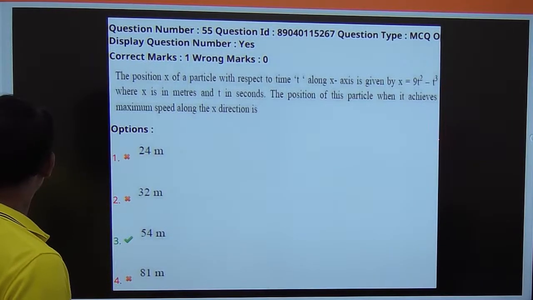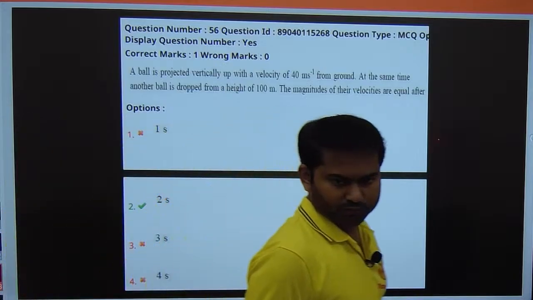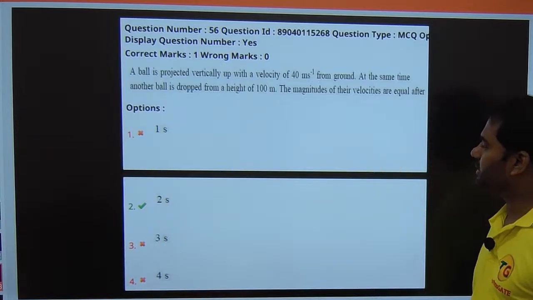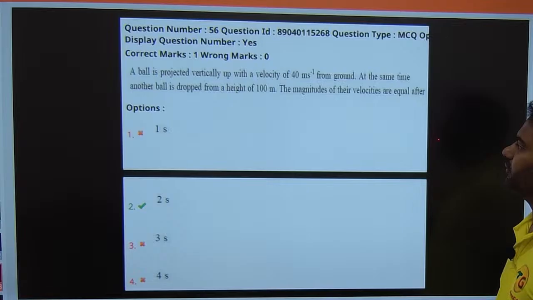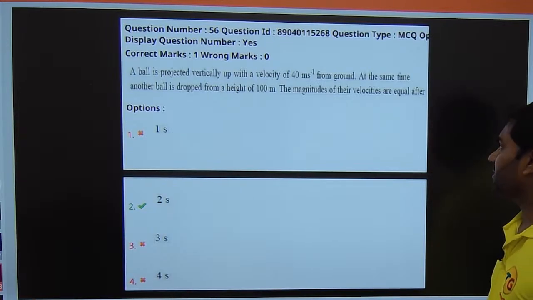Now we are entering into question number 56. So in this question number 56, what they are telling is a ball is projected vertically up with a velocity of 40 meters per second from the ground. At the same time, another ball is dropped from a height of 100 meters.